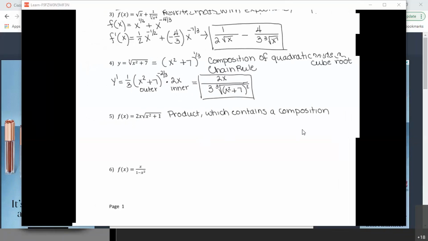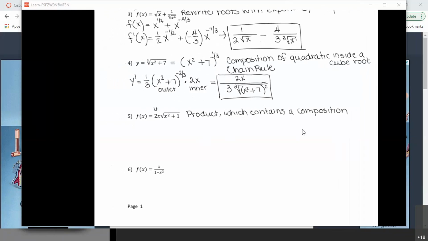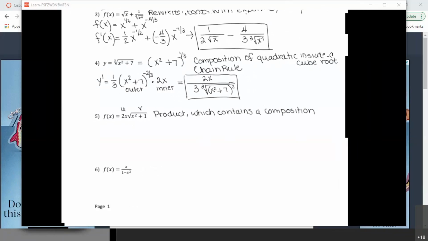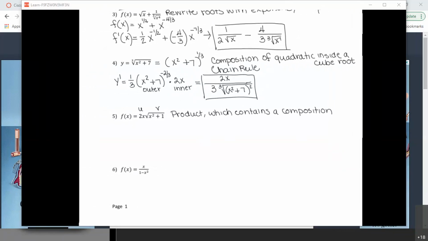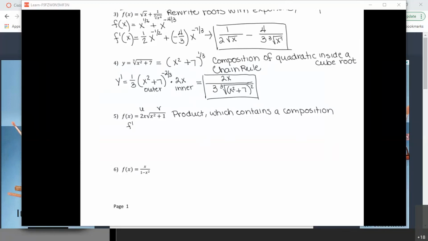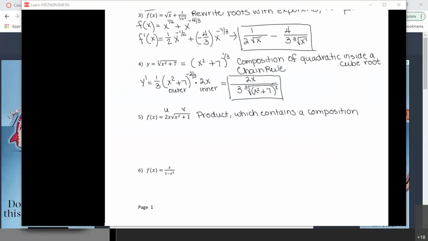So again, I like to call my functions u and v. And again, you may call them f and g. Since the function itself is called f, I don't want to do that. So here's the way the product rule looks. And I'll write it right here.